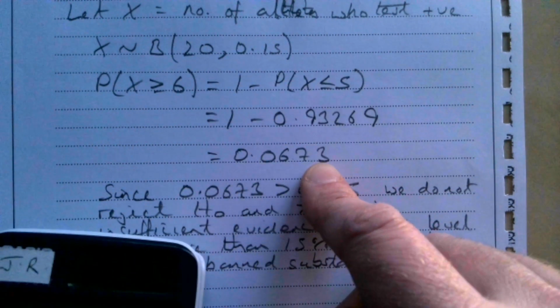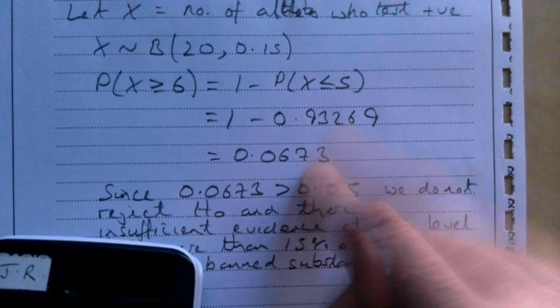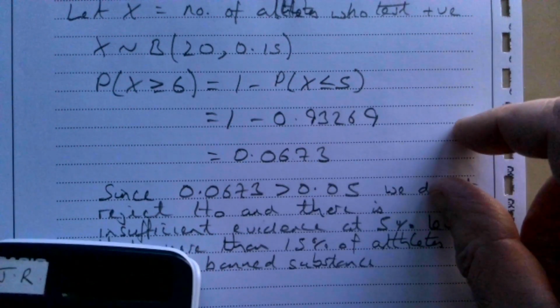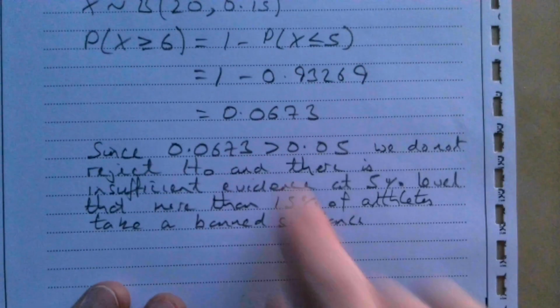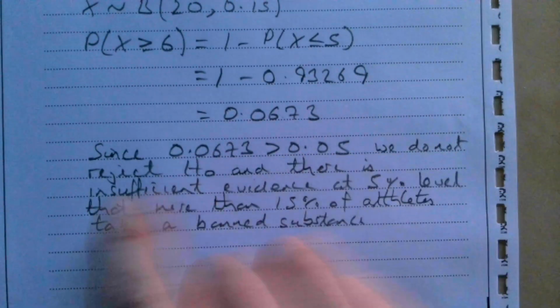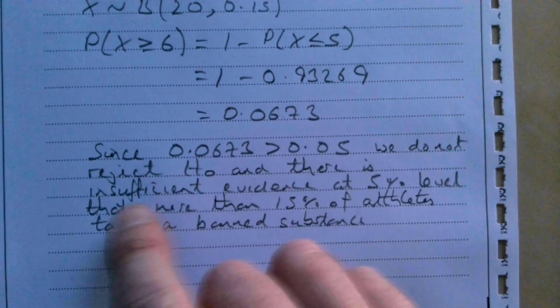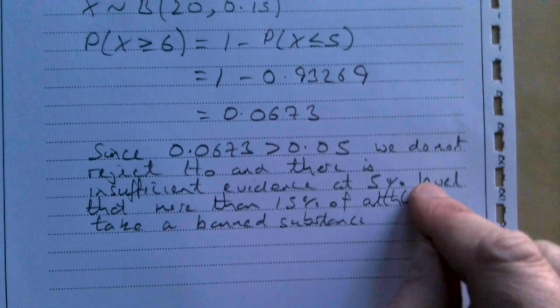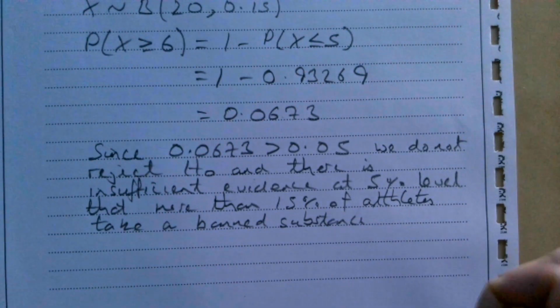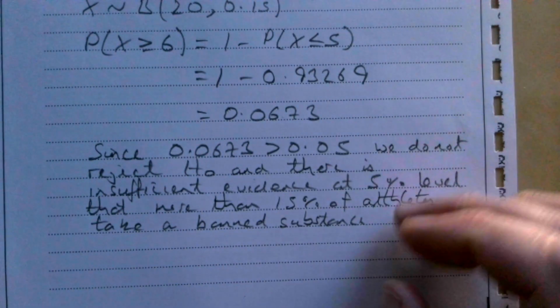Remember it's 1 minus that, because we want 6 or above, and that's 0.0673. We needed this value to be less than 5% up at that top end, but since 0.0673 is greater than 0.05, we do not reject H0, and there is insufficient evidence at the 5% level that more than 15% of the athletes take a banned substance.